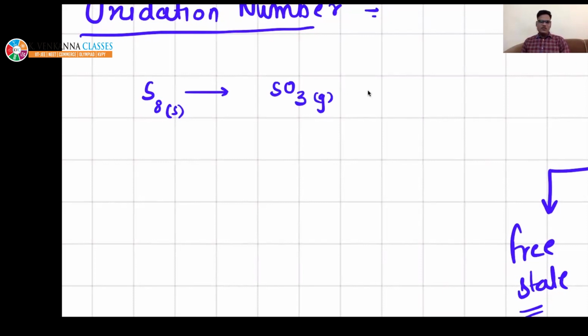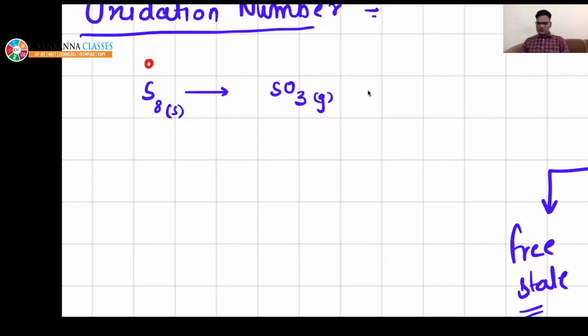So what is oxidation number? I will tell you that it is nothing but the charge present on an atom, an individual atom. Okay, and this charge can be real or it can be fictitious. Fictitious means it can be hypothetical. I will give you the definition. So in this case, S8, if something is present in the free state, then its oxidation number is 0.